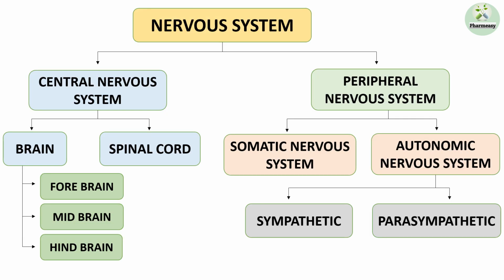This is a simplified flowchart of classification of nervous system. Nervous system is classified into two parts, that is central nervous system, and it is further classified into brain and spinal cord. And peripheral nervous system is also further divided into two parts, that is somatic and autonomic nervous system, and it is divided into two parts, that is sympathetic nervous system and parasympathetic nervous system.